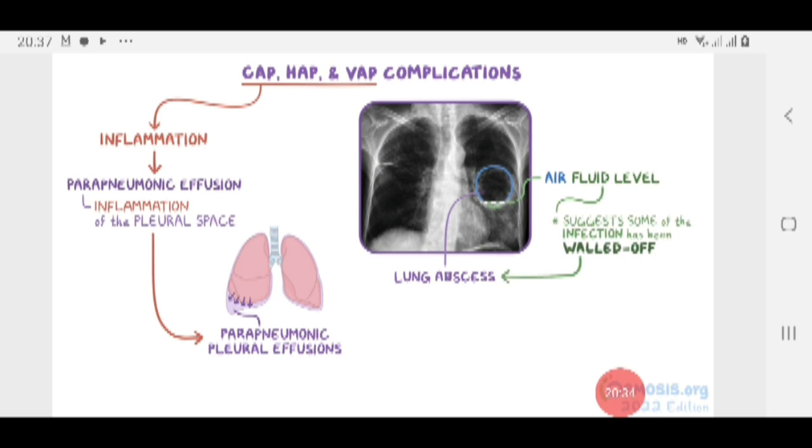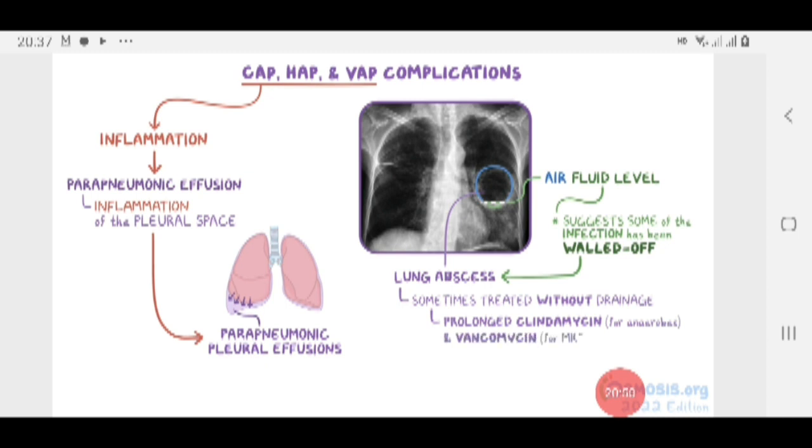Unlike most abscesses in the body, lung abscesses can sometimes get treated without drainage and simply with a prolonged course of clindamycin, which covers the anaerobes, and vancomycin, which covers MRSA if it's suspected.